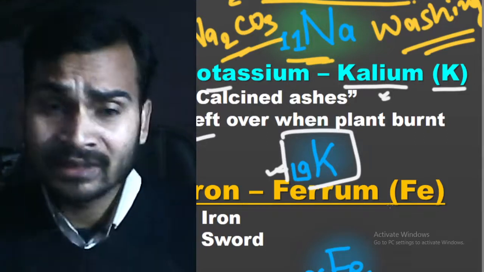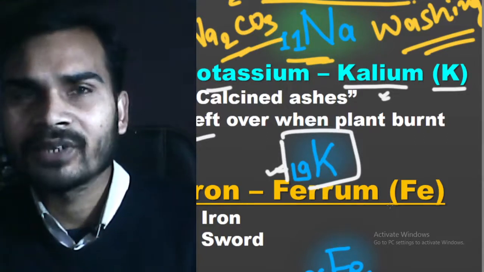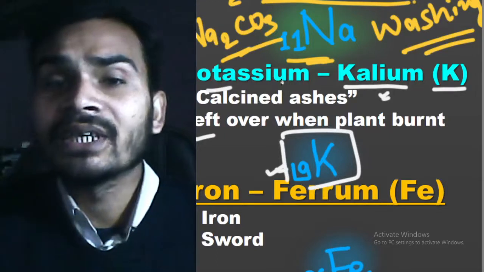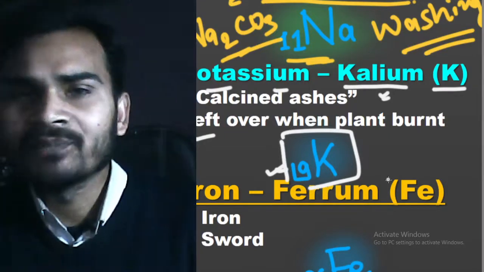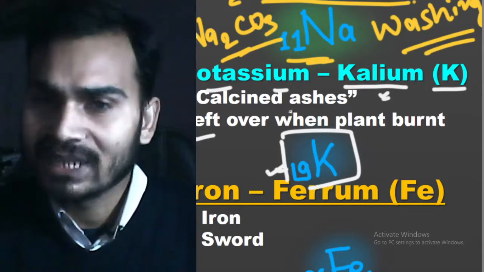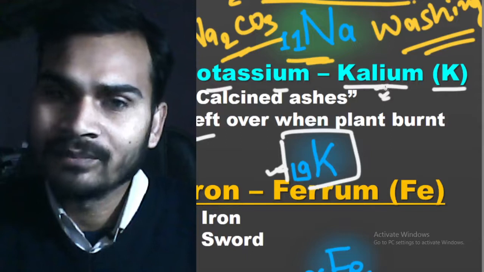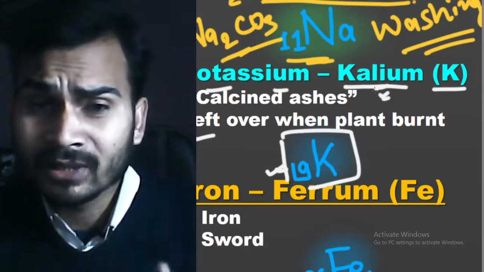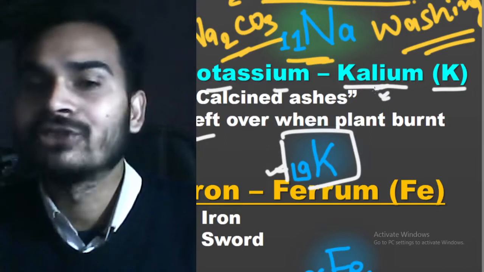When plants are burnt, their leftover contains potassium. So it was initially recognized as calcined ashes. Later it was named on the same word, kalium. So kalium is basically nothing but the ashes which you get after the burning of trees.